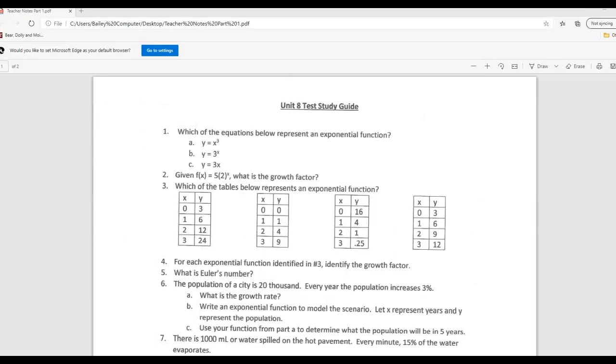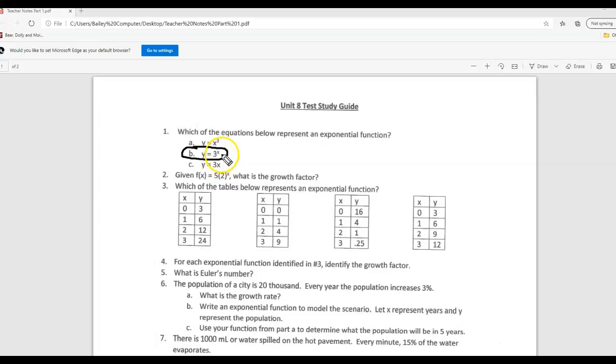Okay, so the first part of your guys' homework for this week is pertaining to exponential functions. So the first thing that we're going to review here is what an exponential function is. This is an exponential function right here.